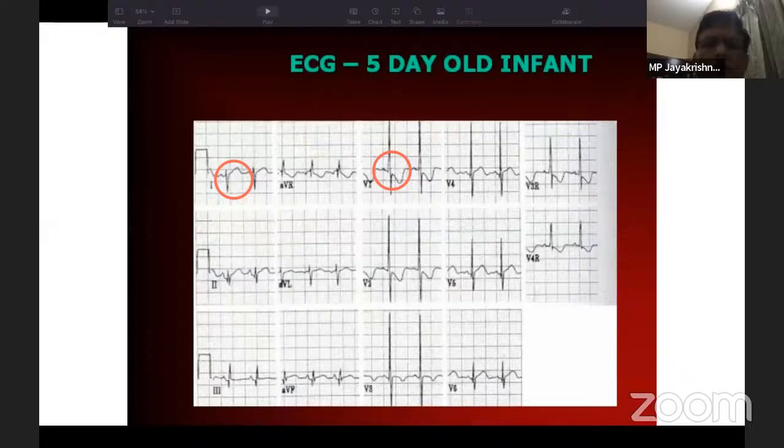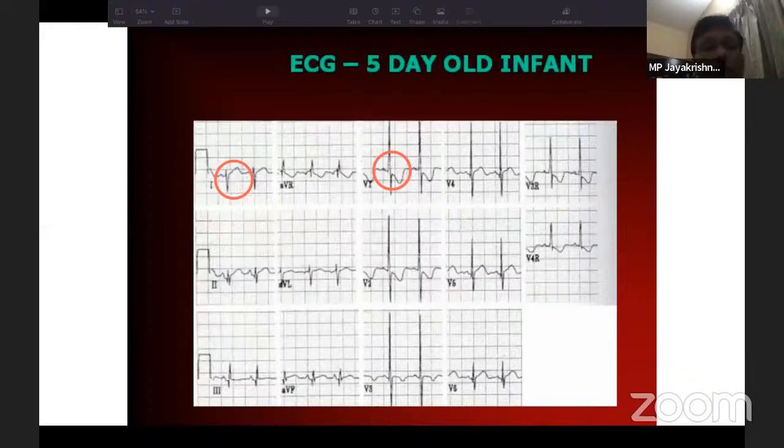So this is the ECG of a 5-day-old infant. You can see, I told you that lead 1 is actually a left-sided lead. In lead 1, you can see it is predominantly negative. I have marked it for your convenience, so you need to concentrate only on those circles which I have marked. Predominantly negative QRS complex there in lead 1. And that's one thing that is to be noted.